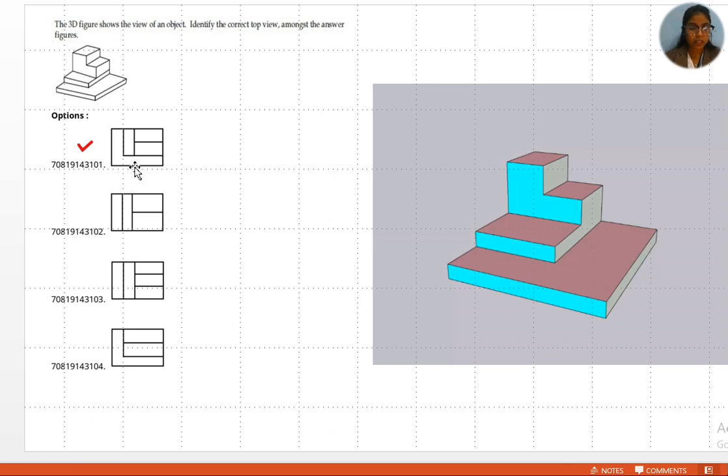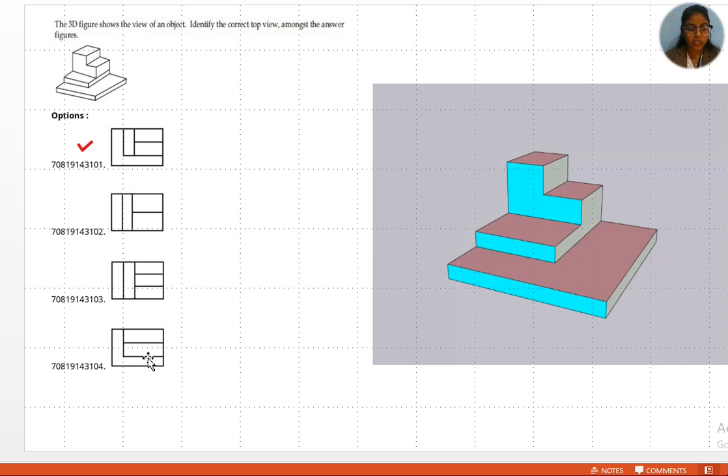Okay. So, in option number A, you're getting to see this L profile. In B, you don't have. C also you don't have. And D, you have. Okay, fine. After that, looking from the top. Okay. So first surface, you will get to see this one. This is your second surface. This is your third. This is your fourth surface.